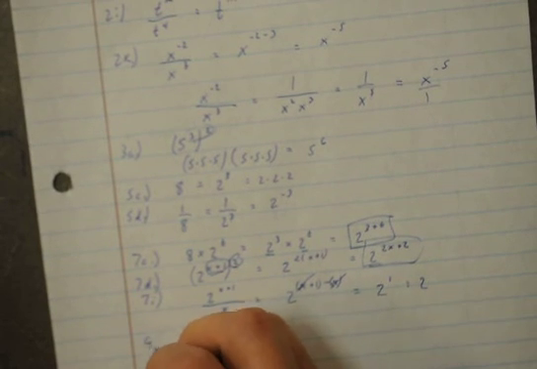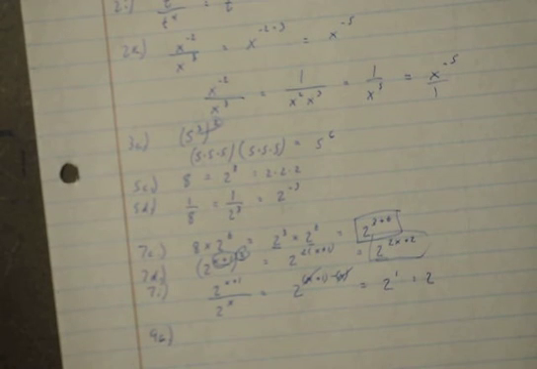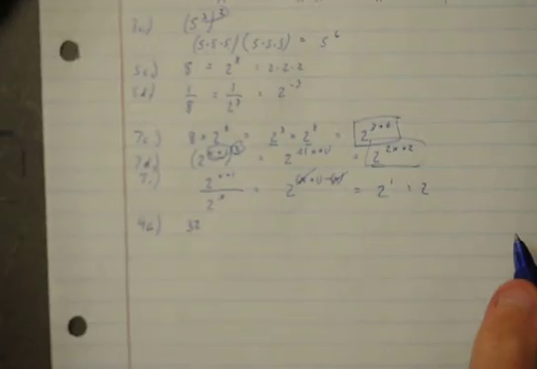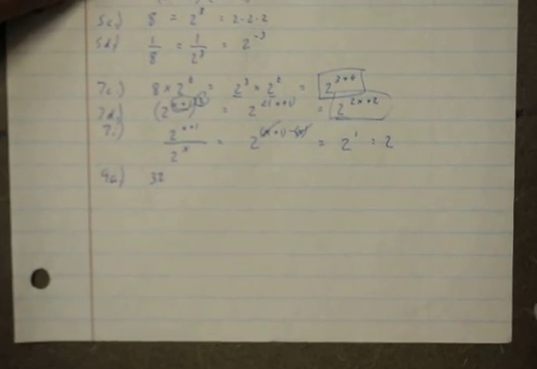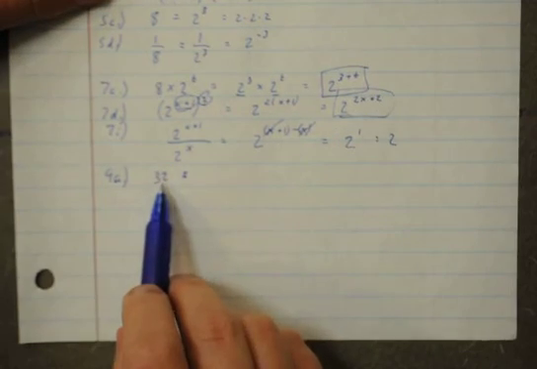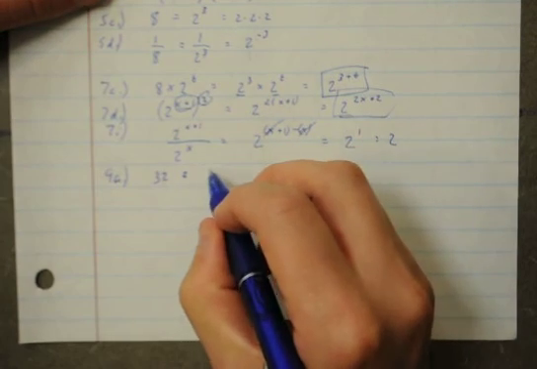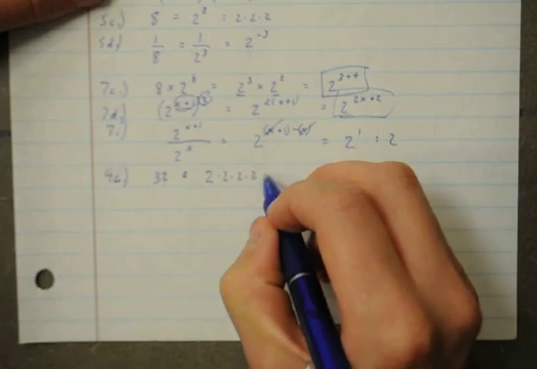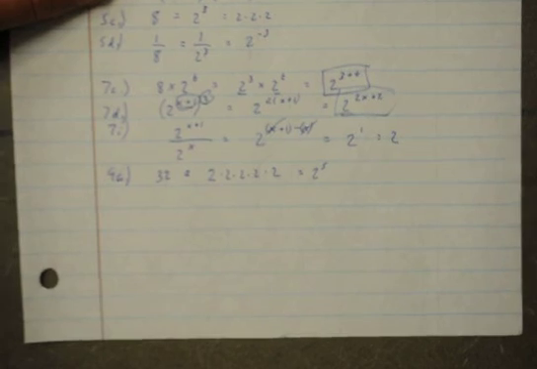Moving on, I'm going to do number 9A. It says express in exponent form with a prime number base. So you should have a knowledge of what prime numbers are. They're numbers that can't be divided by anything else besides itself and 1. So 32, it's going to have a base 2. It's 2 times 2 times 2 times 2 times 2. That's 32. So we can write that as 2 to the 5th.